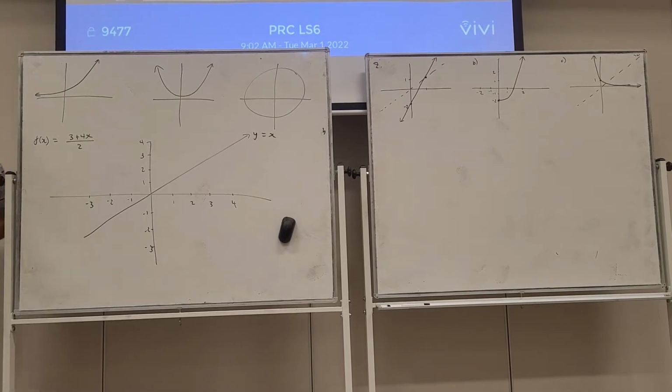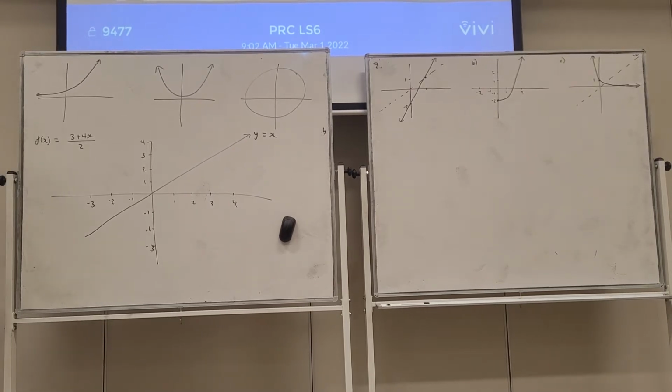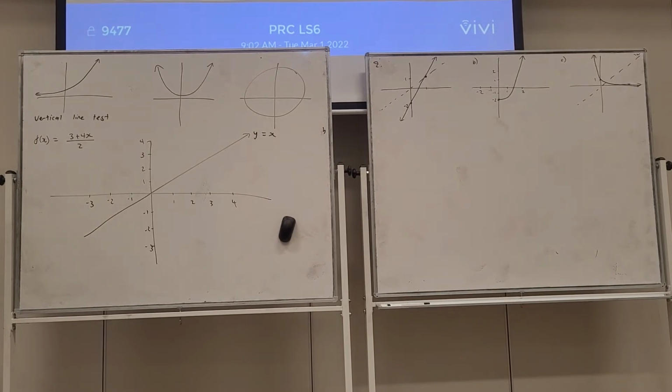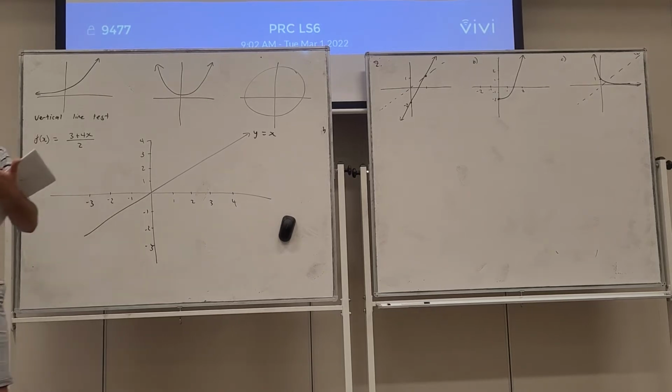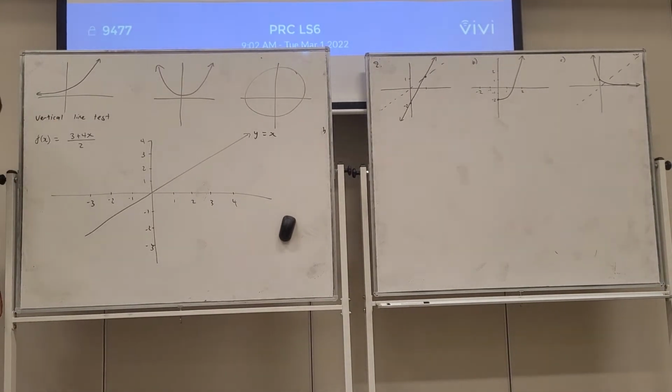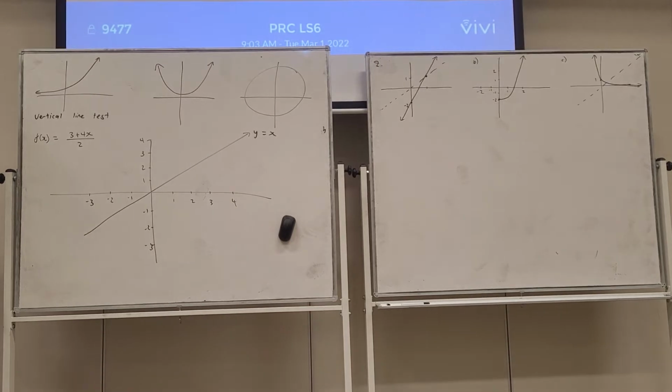So, for a function to have an inverse, it has to pass two tests. It has to pass the vertical line test, which we remember from year 11. The vertical line test is what separates a relation from a function. A relation is any link between two variables, x and y. A function is a special type of relation where each x value has one unique y value. That's what a function is.